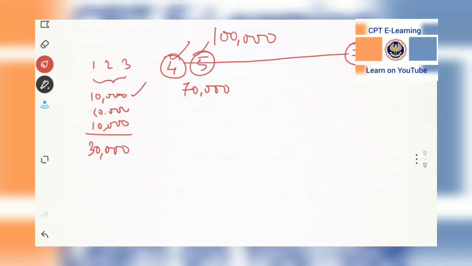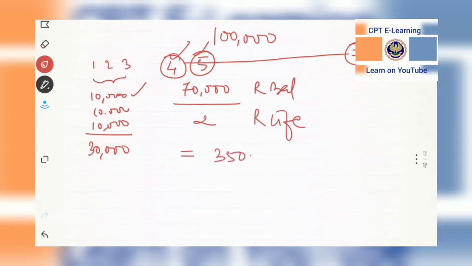So I need to change my depreciation. How will I change my depreciation? Simple. What is my remaining balance divided by my remaining life? So what is my remaining balance? 70,000. And what is my remaining life? 2 years. So now the new depreciation is 35,000. So for year 1, 2 and 3, the depreciation will be 10,000 per year. And for year 4 and 5, the depreciation will be 35,000 per year, right? So this is what happens when we change the time period.